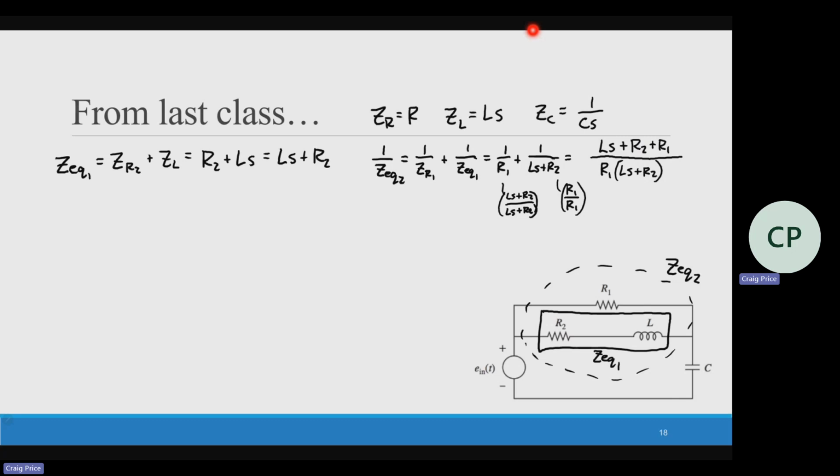And now we can get, is that our impedance? No, that's not our impedance. Impedance is, we have to flip it. So we have R1 times LS plus R2 over LS plus R1 plus R2. Or we can work it out if we want to. Like that.